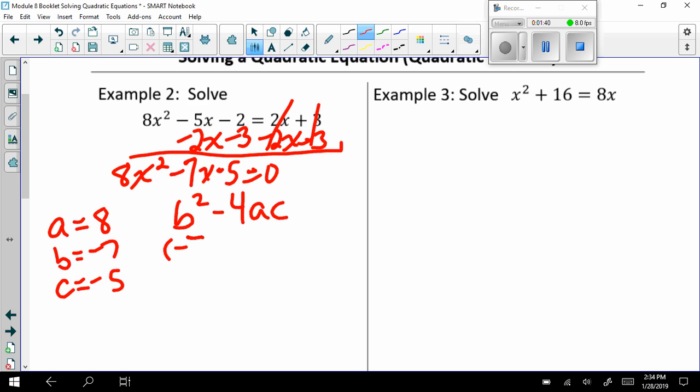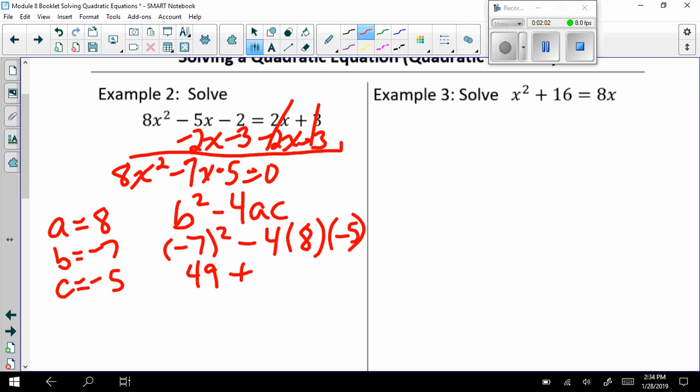Replacing B with negative 7, replacing A with 8, replacing C with negative 5, and then doing my arithmetic. So negative 7 squared is a positive 49. Again, I'm going to think about my signs. I've got minus, and then I've got a negative, so that's going to become plus.